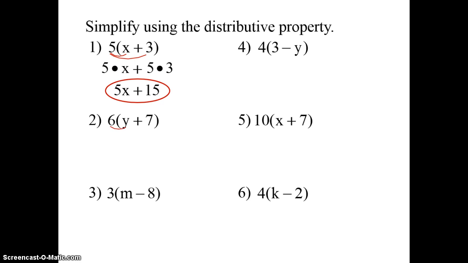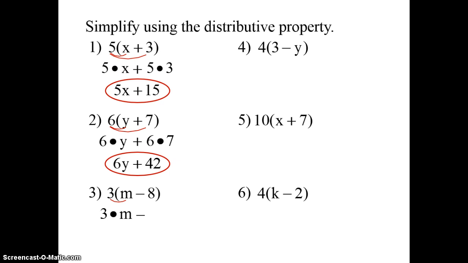For number 2, we would continue to do the same thing. 6 times y, 6y. 6 times 7, which is 42, and we get 6y plus 42, and there we go. Now we're going to look at one with subtraction, 3 times m, and we're going to do 3 times 8, and we're going to keep a subtraction sign right there in the middle. So we're going to simply have 3m minus 24.